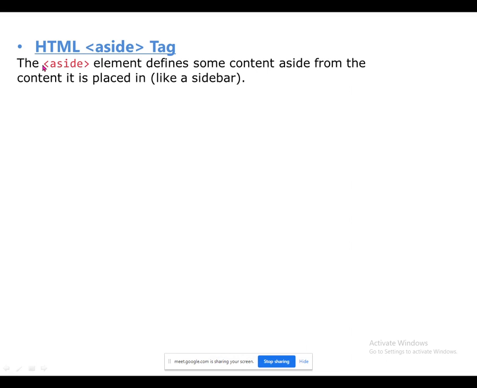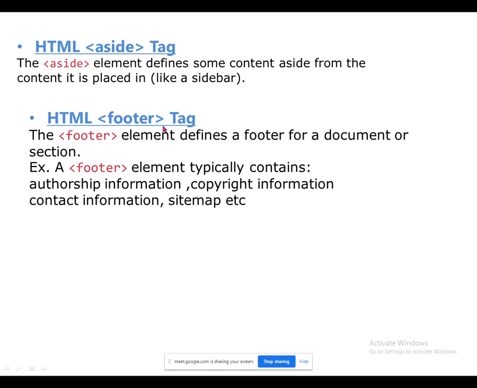Next is the aside tag. The aside element defines some content aside from the content it is placed in. To manage some content at the side, like a sidebar, you can use an aside element. Next is the footer element. The footer element defines a footer for a document or a section. Footer information may contain authorship information, copyright information, contact information, or a sitemap. Such information you can add under the footer.